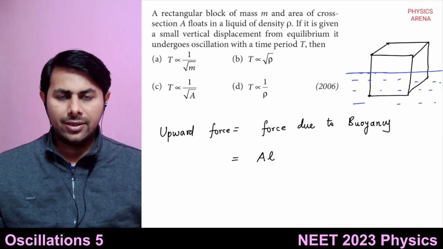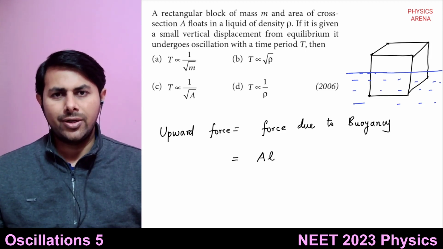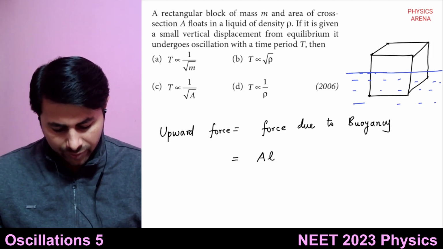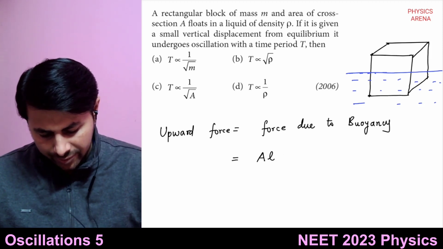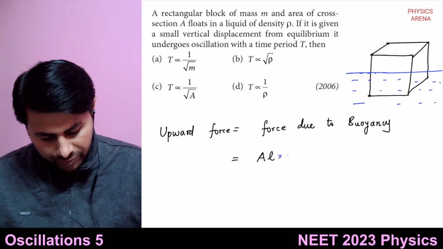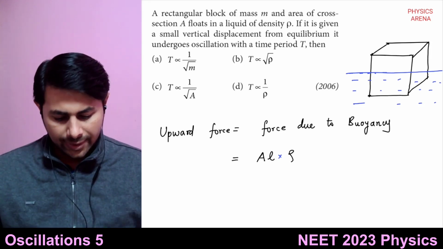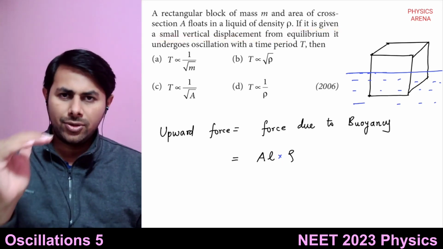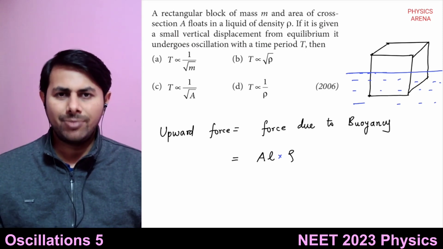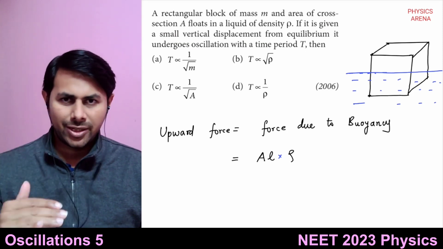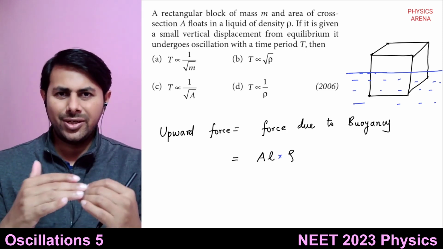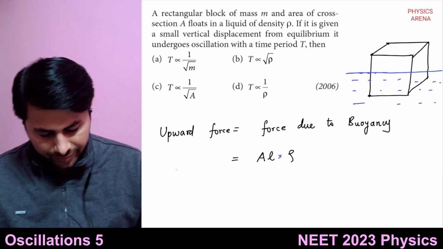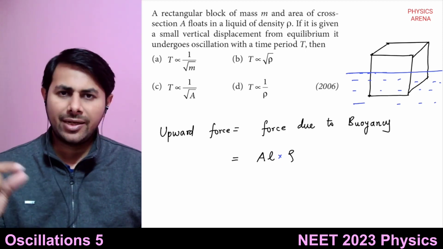And the force due to buoyancy is equal to what? The weight of the liquid displaced by any solid. So this is volume, and volume multiplied by density will give us the weight. Now, on top of this, if you give a small vertical displacement, so if you push it further, what will happen? The fluid will resist that change. So suppose you push it by displacement x.